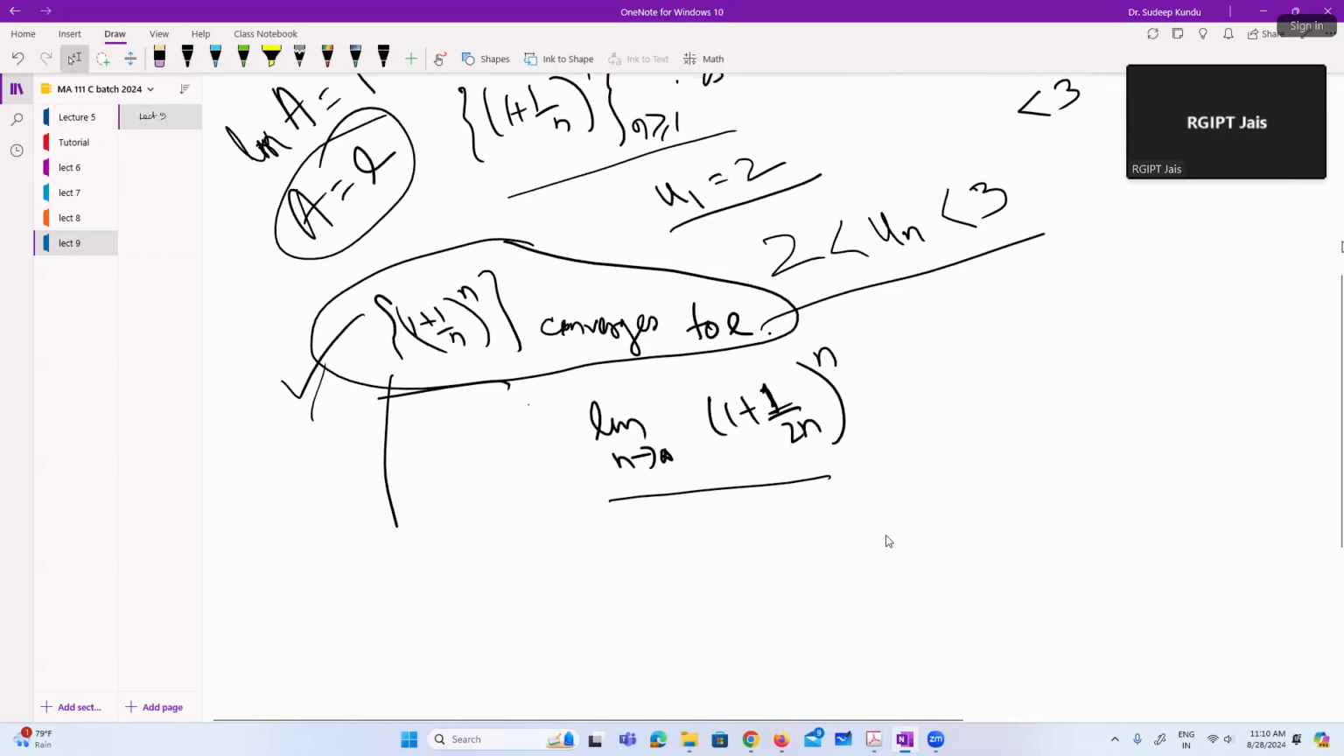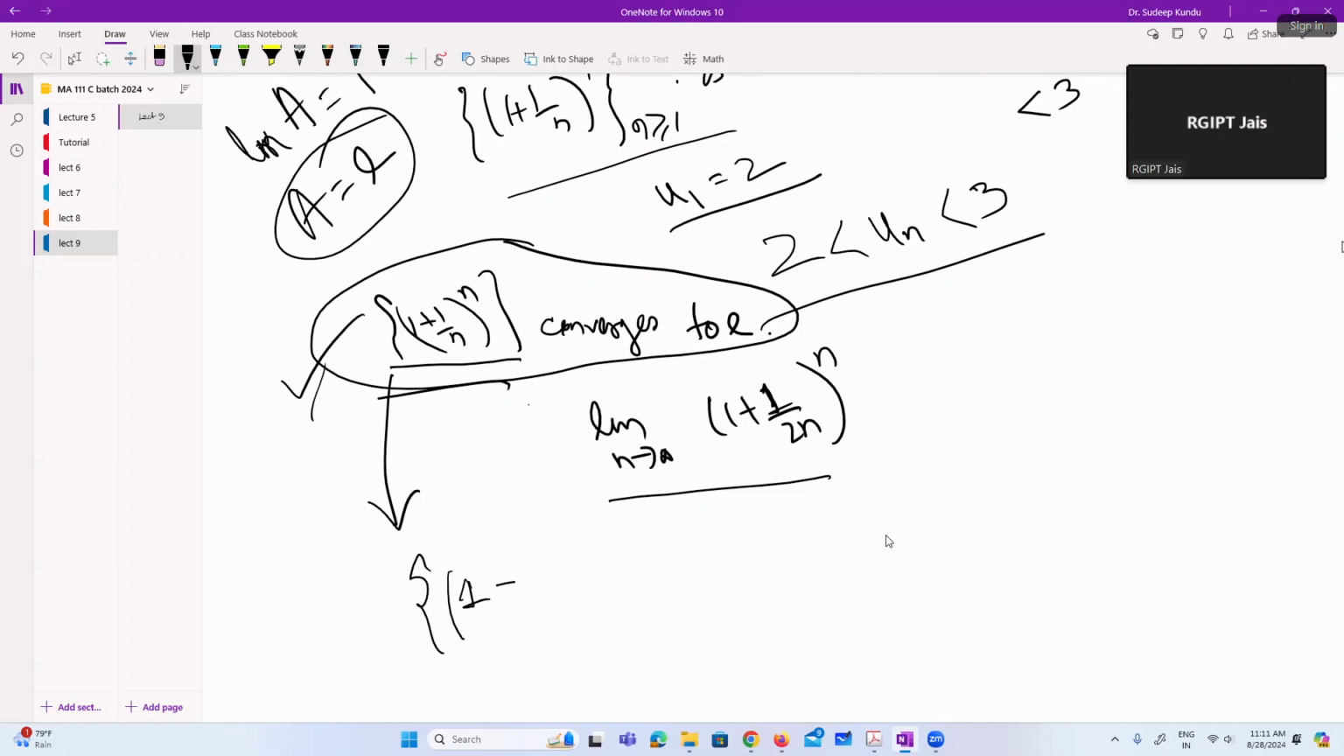So, tell me one subsequence of this sequence. This is your main sequence. Now tell me one subsequence. At least you should tell this, right? You can take the even terms, is not it? Then what will be the sequence if you take the even terms only?